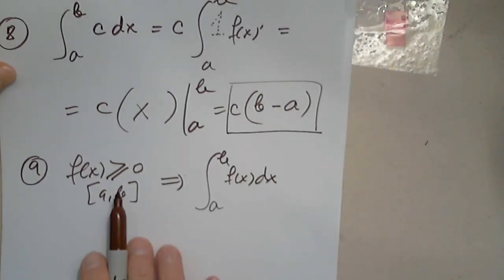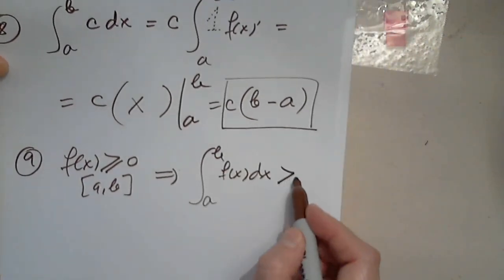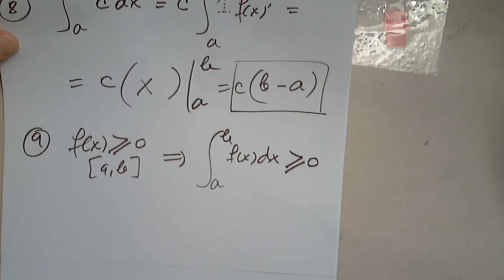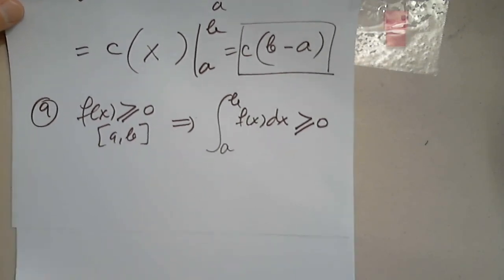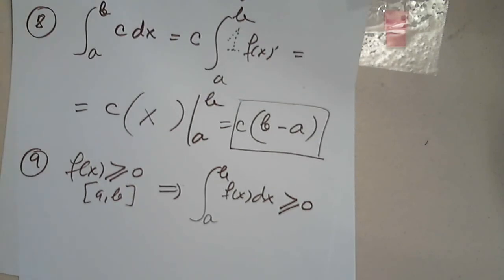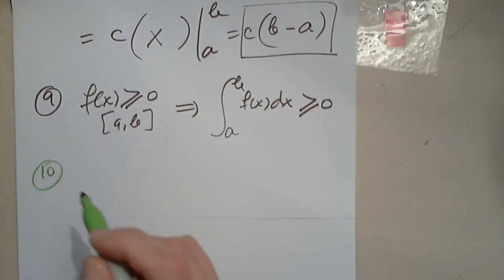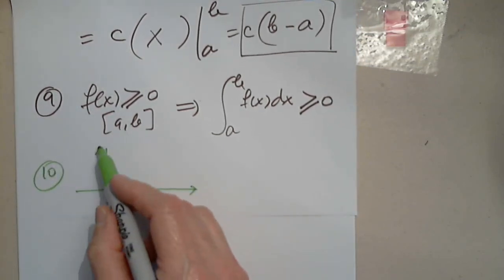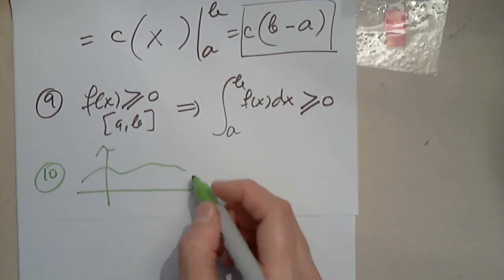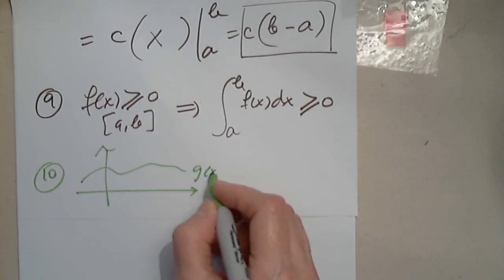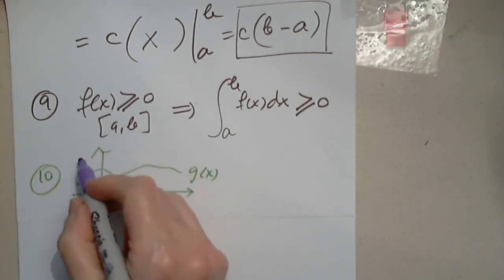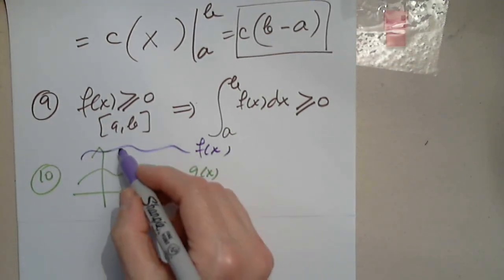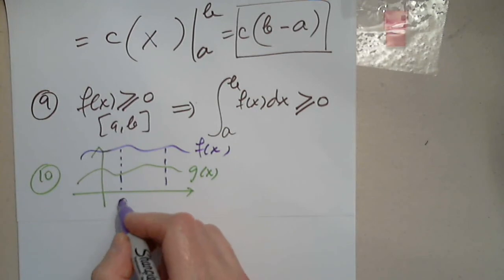If the function could never be negative on an interval, its area, or the integral, must be positive, for sure. Property 10. Let's suppose we have this scenario. We have a function which is g of x, and let's say I have another function which is f of x, and the interval is a, b.